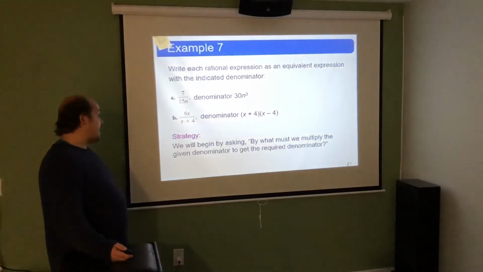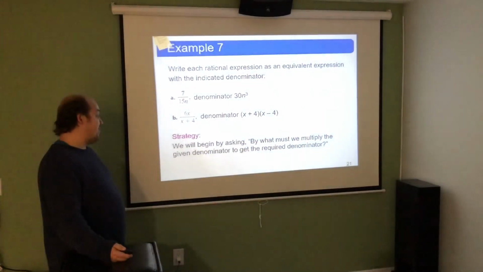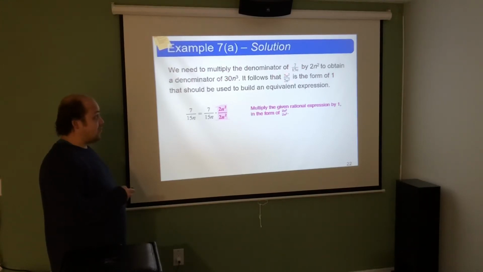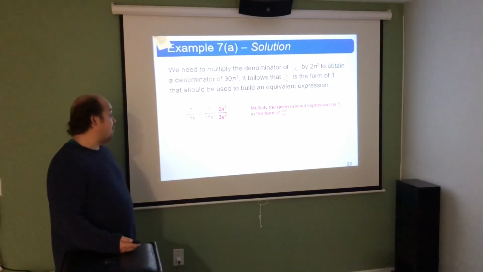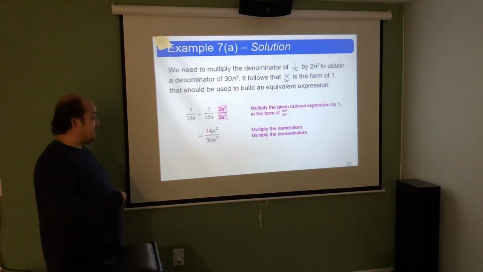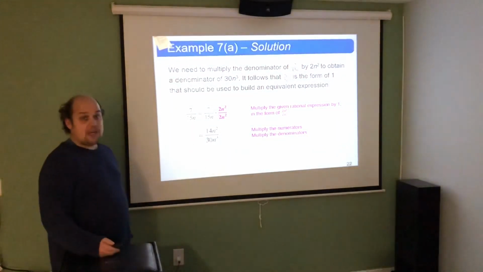So we begin by asking, by what must we multiply the given denominator to get the required denominator? Again, I can do this by just dividing. If I divide 30n cubed by 15n, that's really where I get this 2n squared. Once I know that the 2n squared will get me to my common denominator, I multiply by it over itself. On top, 7 times 2n squared gives me 14n squared. On bottom, 15n times 2n squared gives me 30n cubed, which was what we were given as the common denominator we wanted to get to.